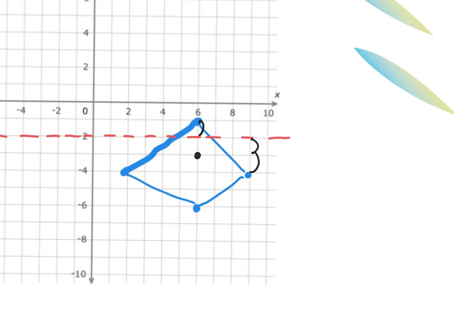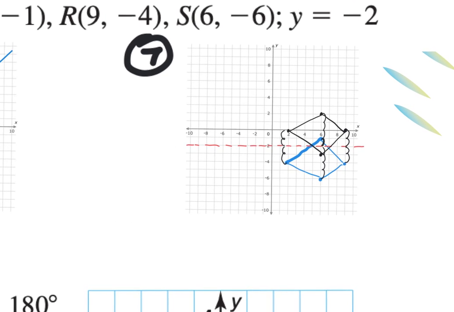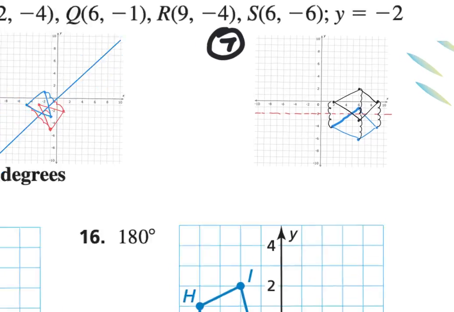This is 2 units down. I'm going to move 2 units up. The bottom one is 1, 2, 3, 4 units down. So I'm going to go 1, 2, 3, 4 units up. And this is 2 units down. I'm going to do 2 units up. And there's your reflected, or your image, right? Pre-image was the first, image is the last.